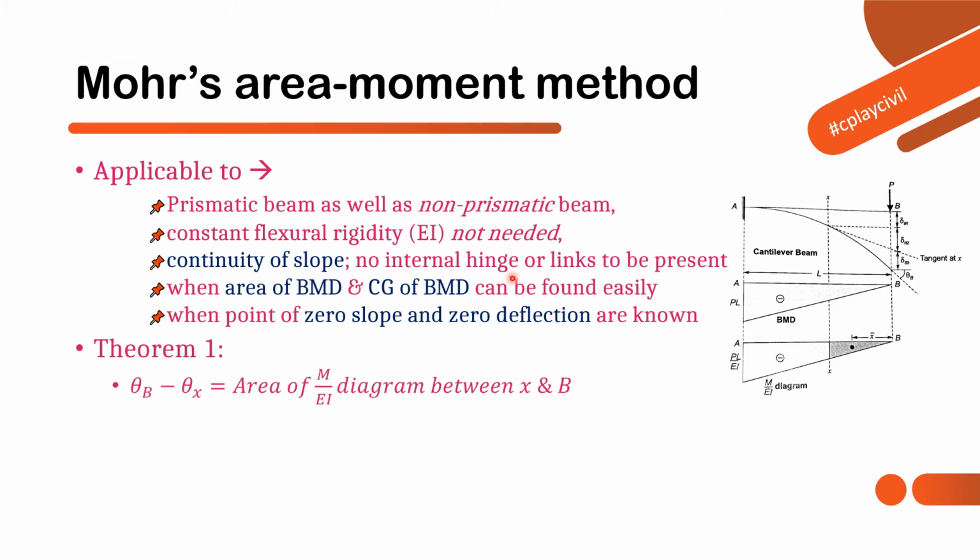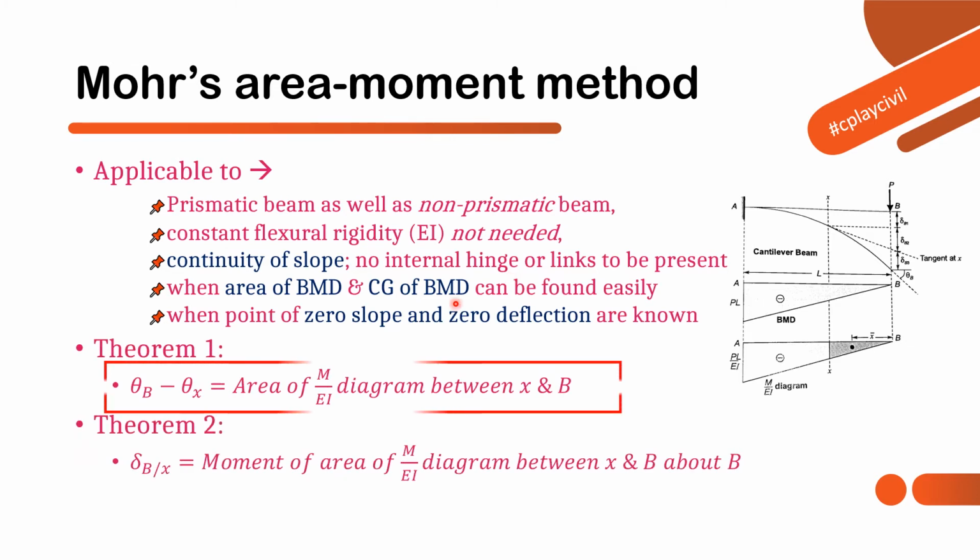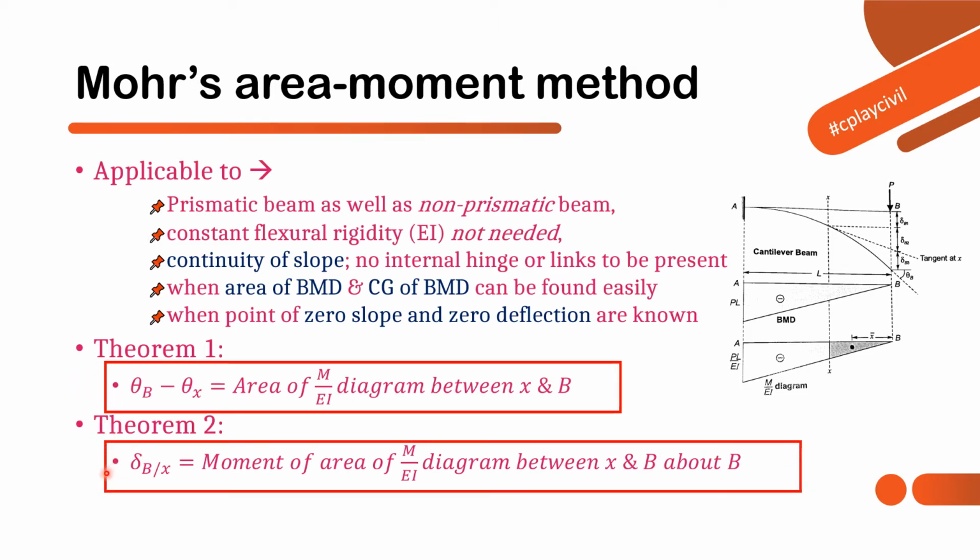Now let's see the equations and theorems. We have two theorems here. The first theorem relates to slope. So what is the slope between two sections? For example, here you can see this is the end B and X is the section. So the slope between these two sections, that is theta B minus theta X, is nothing but the area of the M by EI diagram between X and B. What is the M by EI diagram? M is the moment, and EI is the flexural rigidity. So the area of this diagram between X and B gives the slope between B and X, that is theta B minus theta X. This is theorem 1, and similarly we have theorem 2 that deals with the deflection.